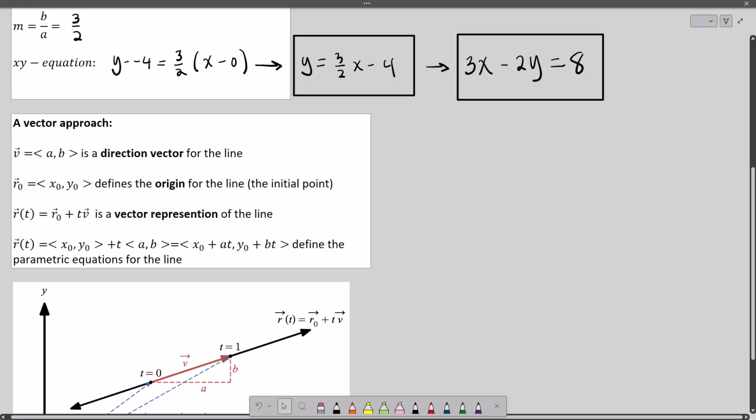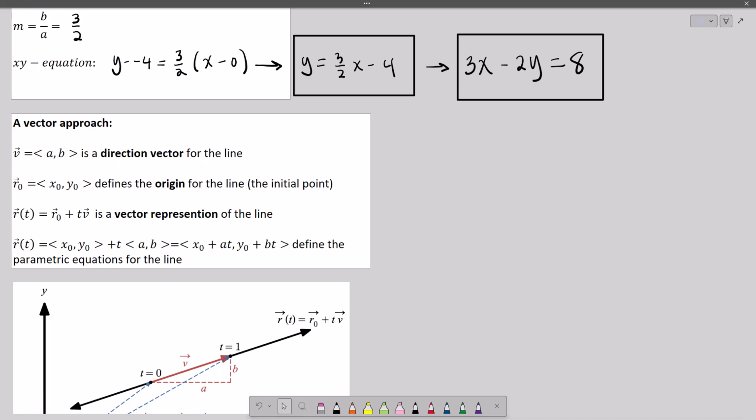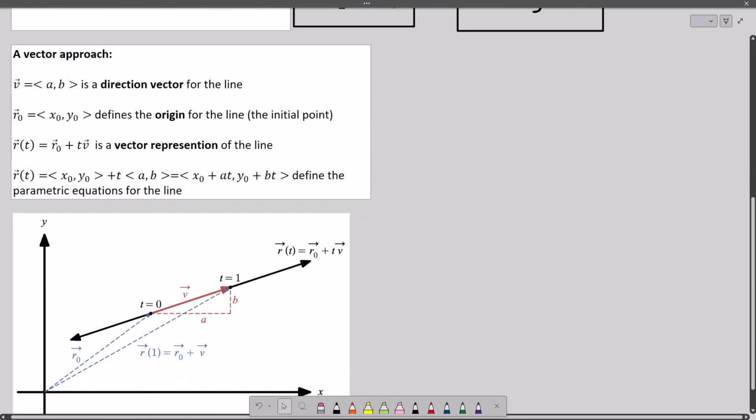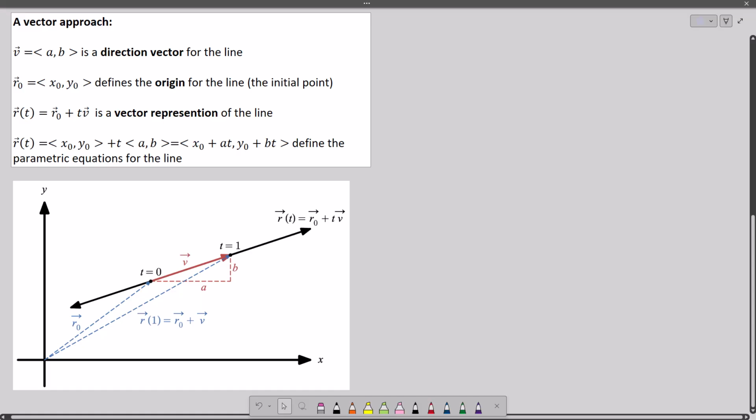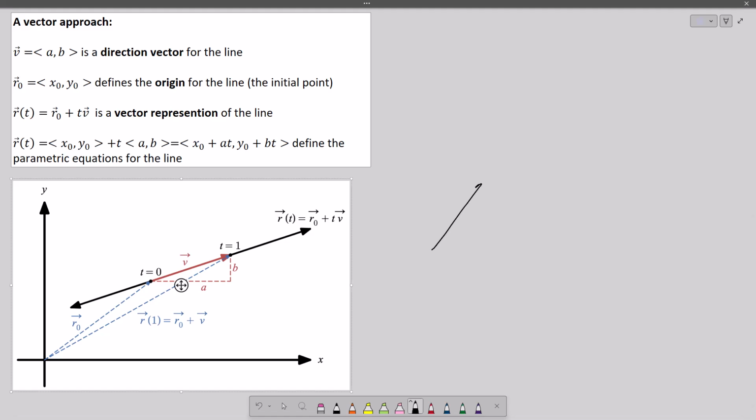And so the two slopes from the x and y equation, you can form this vector a comma b, and we would call that a direction vector for the line. Let me just show you this picture. There is a rule with vectors that says if you add two vectors and position them like this, a vector being just a directed line segment, then the sum of them is going to be this diagonal right here. This would be R0 plus V.